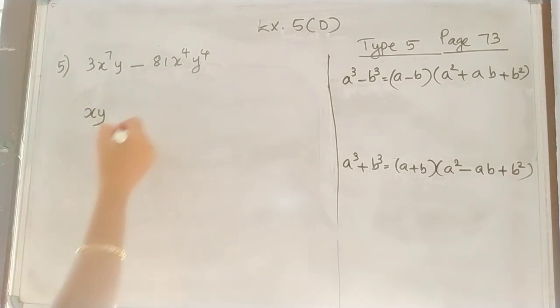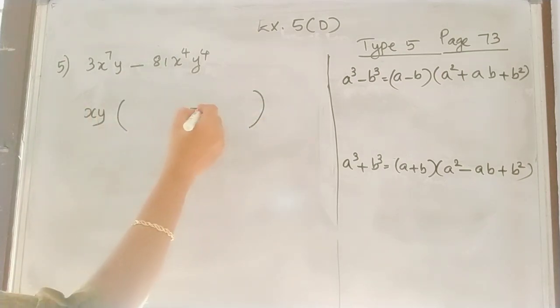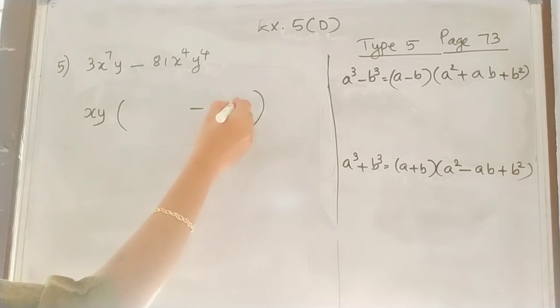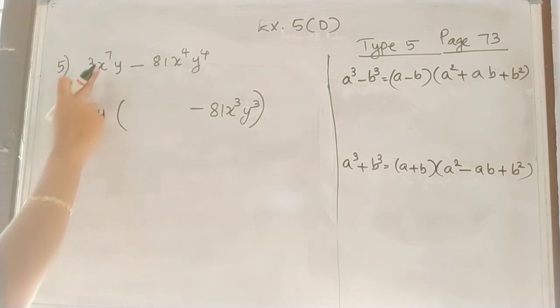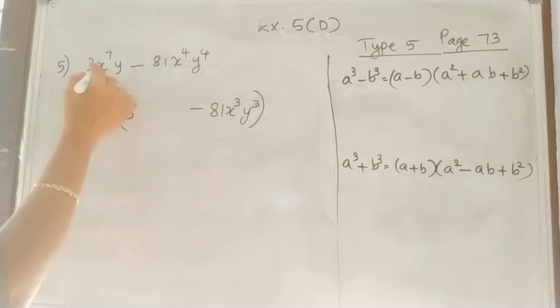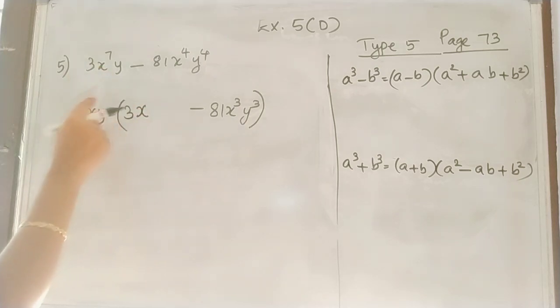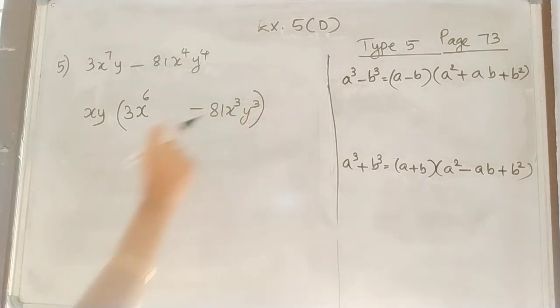If we take xy common, what will happen to the second term? Minus 81 x cube y cube. Similarly we are taking xy common from the first term also. So 3 is there. X common means x we took outside, so we will have only x raised to 6. Y we already took, so no need of writing y. Then 3x raised to 6 minus 81 x cube y cube.